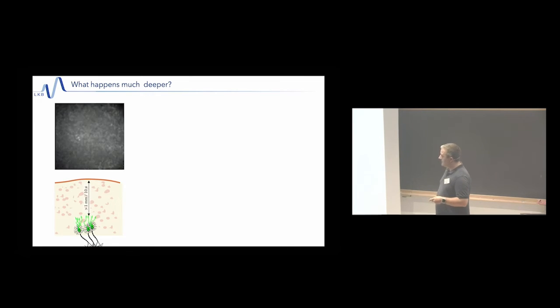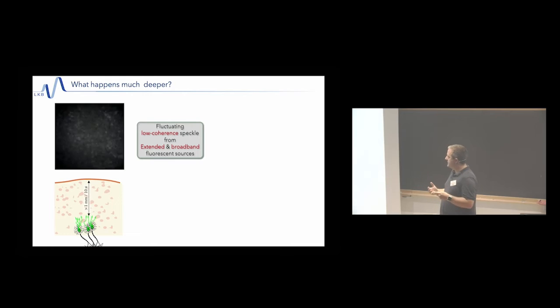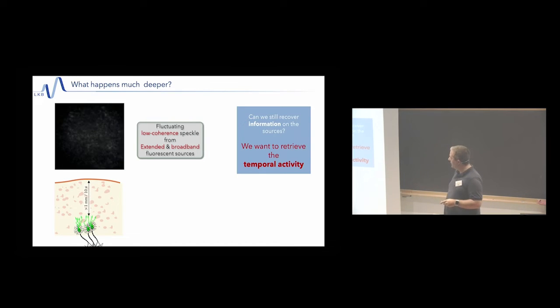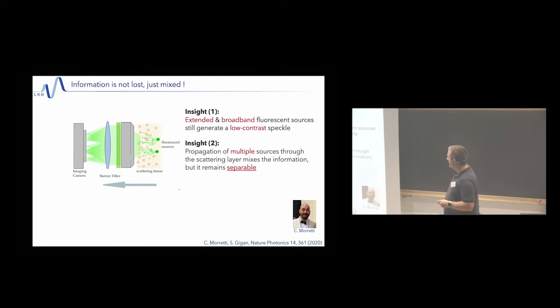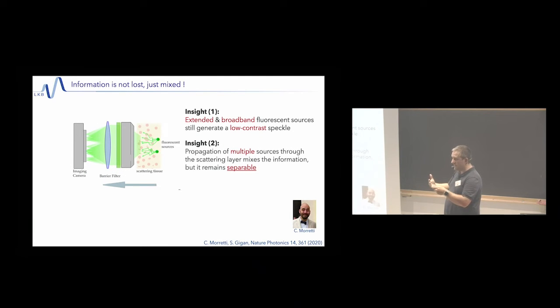In this case, each neuron will blink, but what you will collect is just a speckle that will fluctuate. And the question is, okay, this low coherence speckle from this extended source, because a neuron is 10 microns, so it's much larger than the wavelength. Can you still get some activity from that? What we try to do is just retrieve the temporal activity. And the key is that the information is, again, not lost, it's just mixed. So the light from this fluorescent source has gone through the scattering medium and will give basically a speckle that will fluctuate relative to each other. And the key is, can we still separate them?